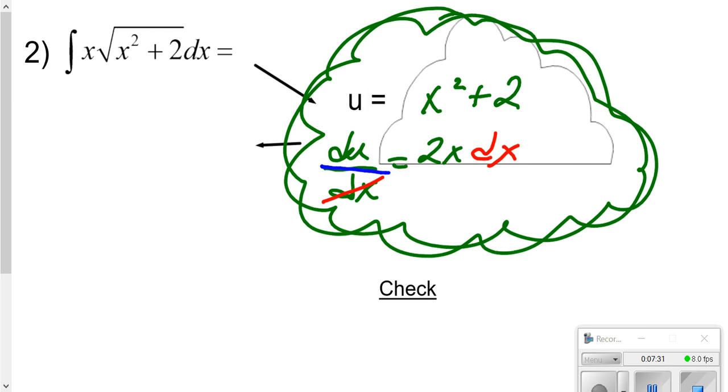And I see here, let's look at my problem versus my cloud. Looks like we are all set with the dx. We are all set with an x. We are not all set with the 2. The 2 is a constant. So I can insert a 2 if I balance it with a 1/2. Are you tossing it at the end? Anywhere, because we're just multiplying, right?